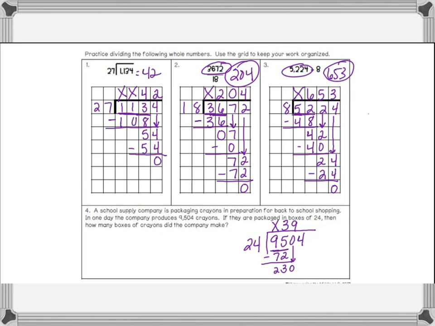So 230 divided by 24, that's got to be 9. Let's see, 9 times 24 is 216. I'm going to subtract, and that gives me 14. Bring down this last 4. So 144 divided by 24 is 6, which is exactly 144. So there's going to be 396 boxes.